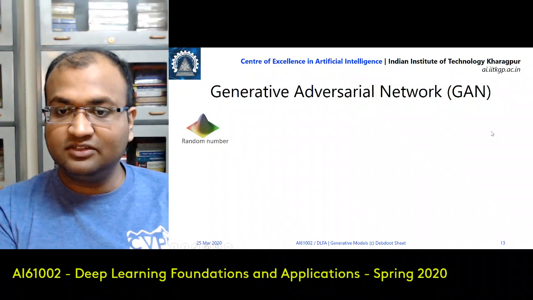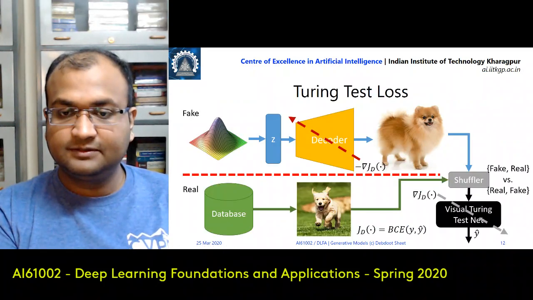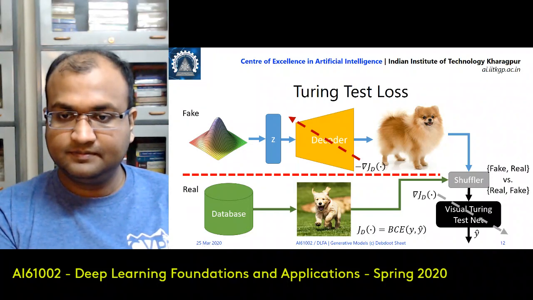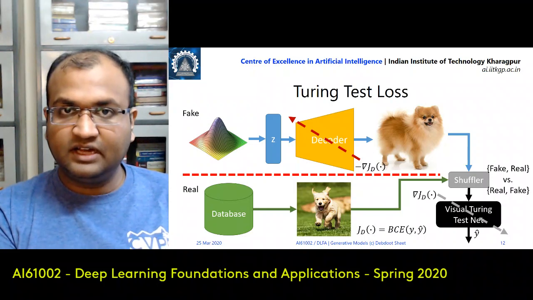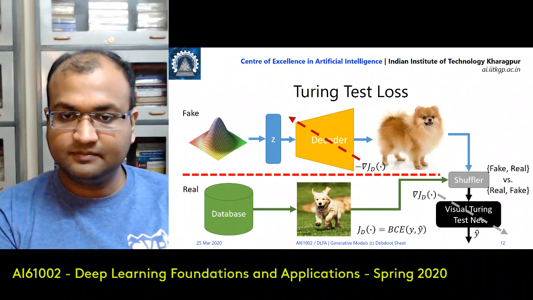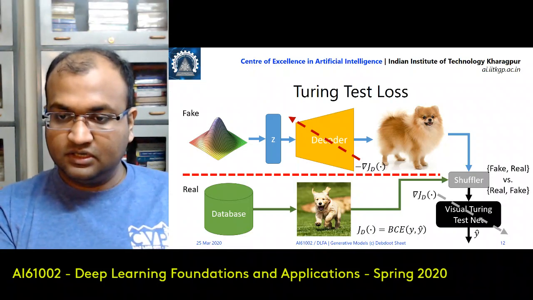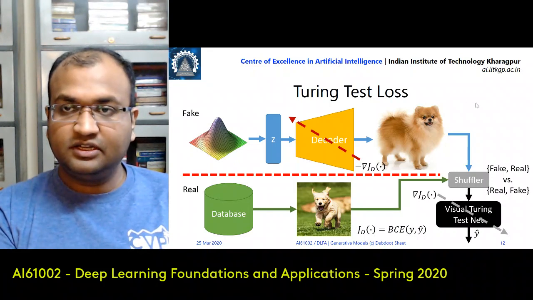So are we clear till this part? Are we clear till this part of the different loss functions? Can you just type and say? Okay, great. So let me continue from here.